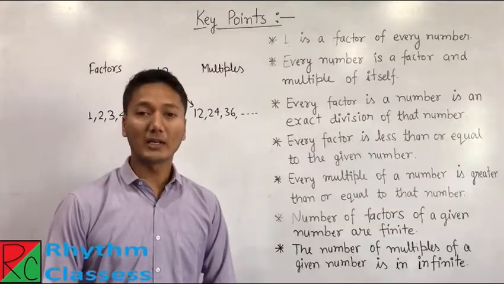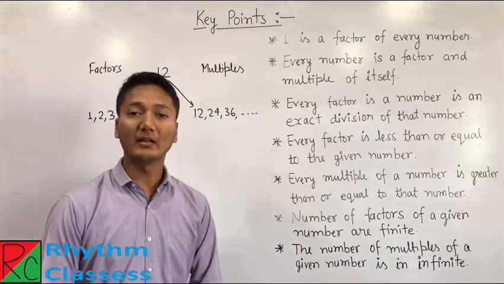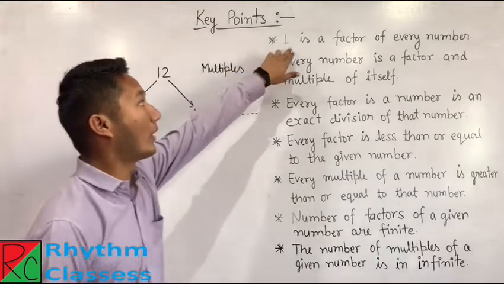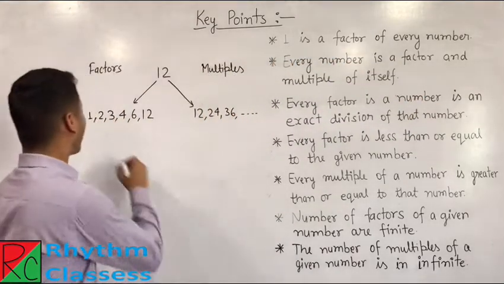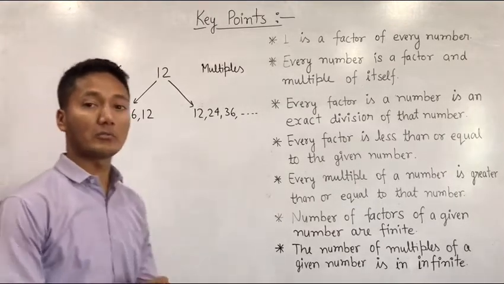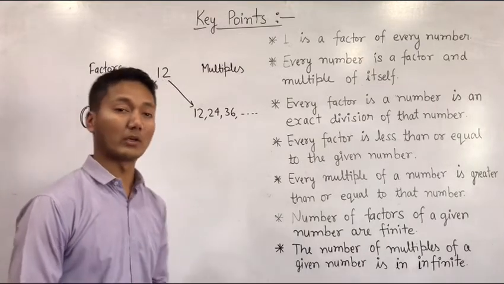Now students, here are some key points for better understanding of factors and multiples. Our first key point is 1 is a factor of every number. That means 1 is a factor of every number. If you are going to make the factors, the smallest factor is always 1.